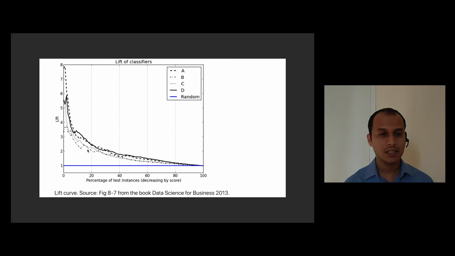And the lift curve looks very similar to the cumulative response curve. The x-axis is again the percentage of test instances. So in the top 40%, how much is my lift? Here you can see that the lift is a little bit less than 2. At 50%, for example, the lift would have been 2 if the classifier was a perfect classifier, which in this case none of these are.